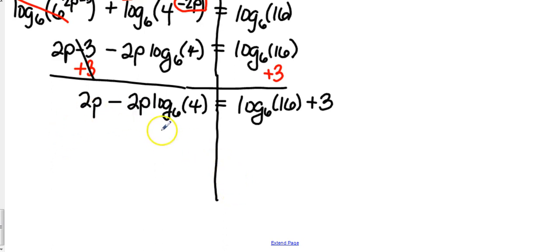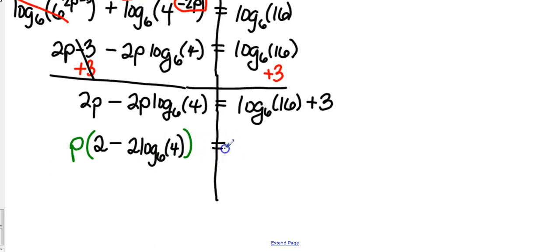I have two terms that have a variable in it, so I can factor out p. When I factor out p, what's left? Well, I've got 2 minus 2 log base 6 of 4 equals, and this is still here, it stays along for the ride.